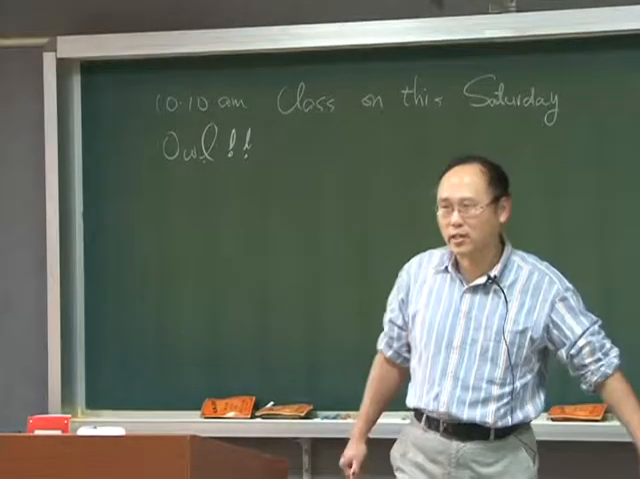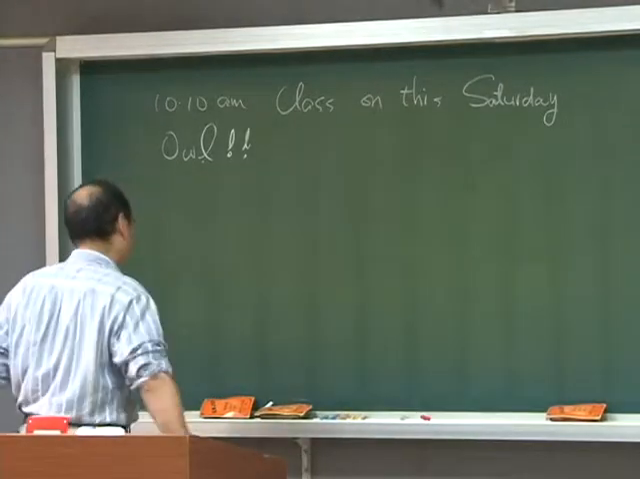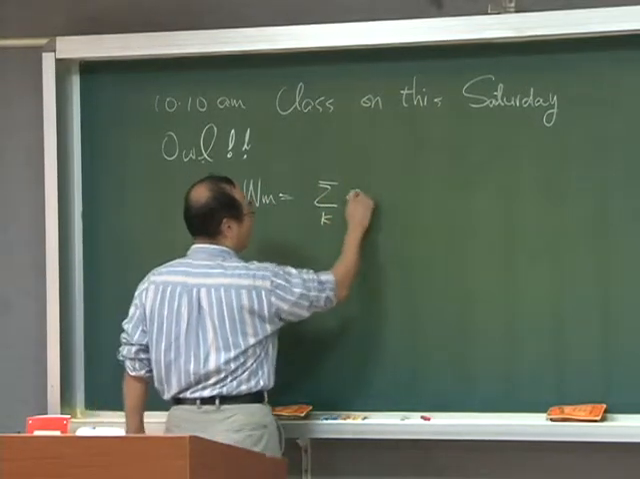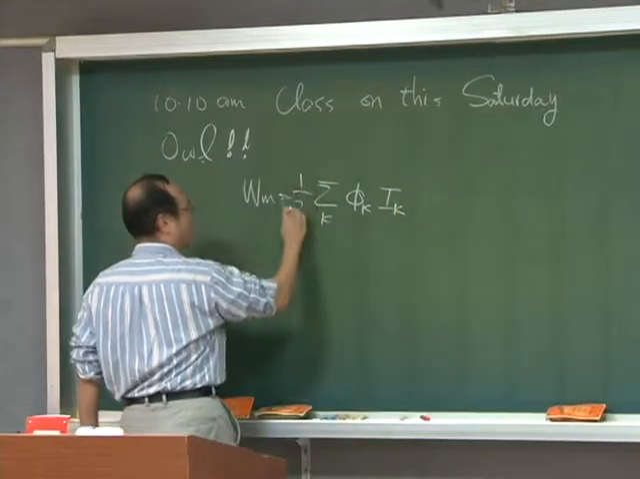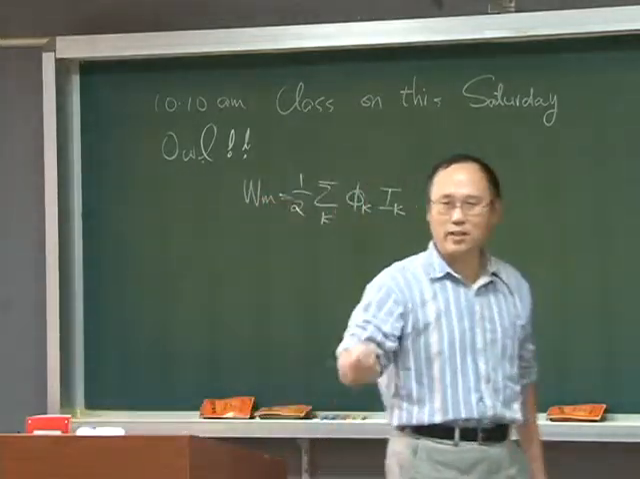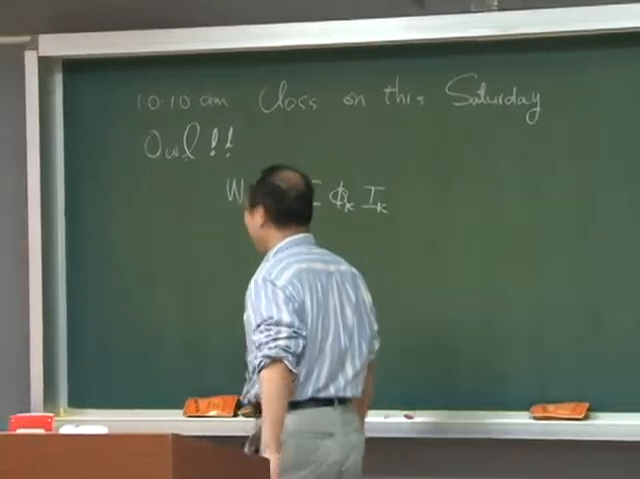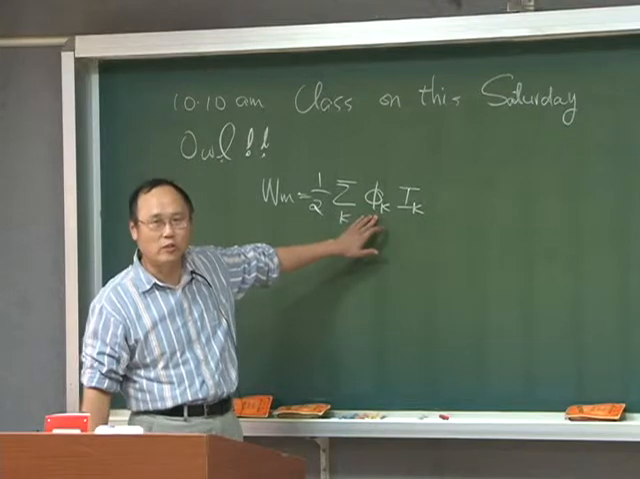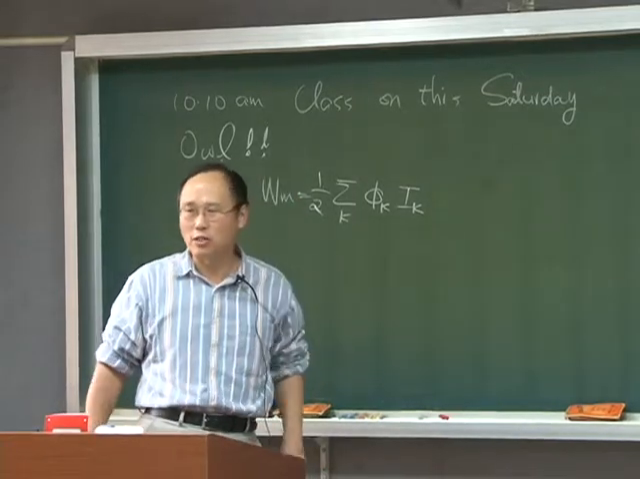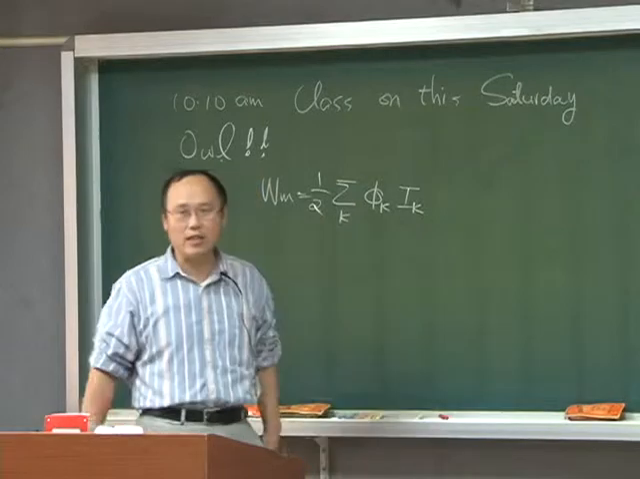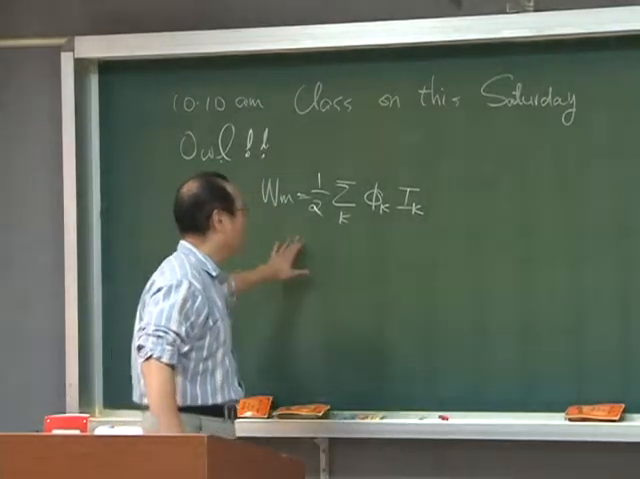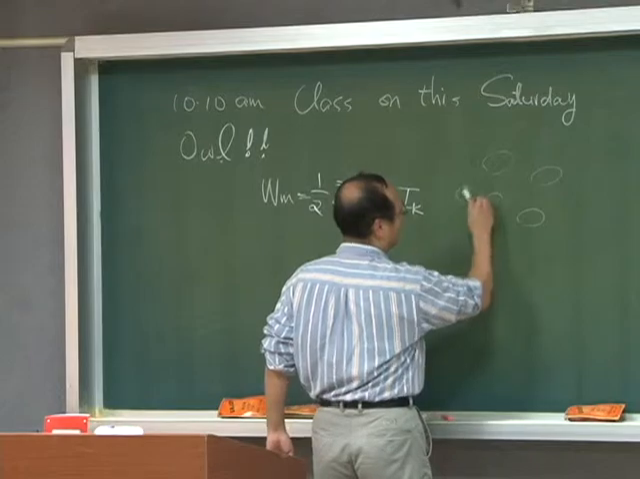So on Monday, we derived one expression for the magnetic energy that is given by Wm equal to 1/2 times the summation of Phi k I k. If you find my handwriting too hard to read, look at the handout. Well, you have to be careful about the physical meaning of all the variables inside. Phi k is the total flux going through the loop k, and Ik is basically the current running in loop k. Okay, and so imagine that you have a lot of loops in space.